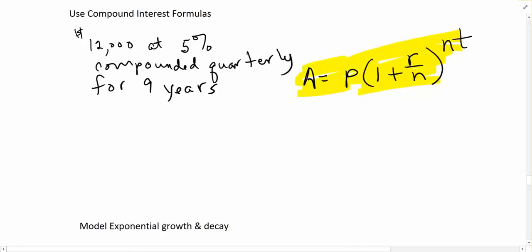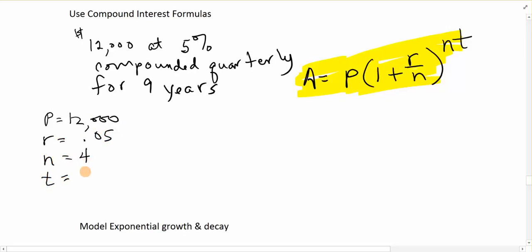Now, what's P in our work here? P is the principal. That's how much money you got in the bank. What's R? That's the rate, and if we're doing it by hand, we'll use 0.05. And N is the number of times you compound. So if we're doing it quarterly, how many is that? 4. So we've got a P of 12,000. We've got R is 0.05, N is 4, and what's T? 9. T is the time in years.